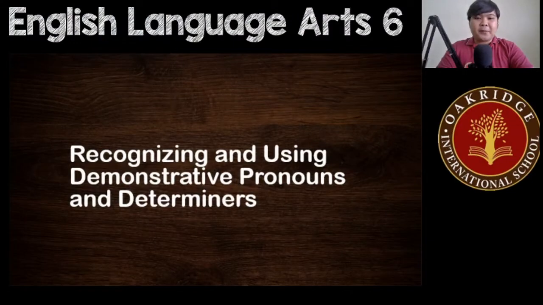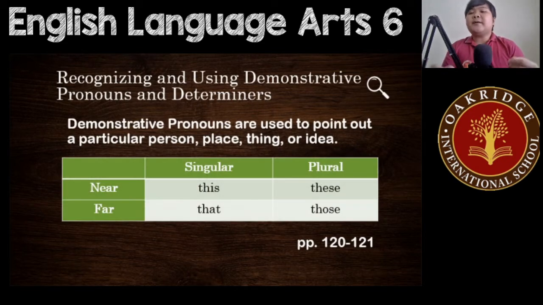Our topic for today would be recognizing and using demonstrative pronouns and determiners. Let's go through them, okay? So what are demonstrative pronouns? Demonstrative pronouns are used to point out a particular person, place, or thing or idea, okay?